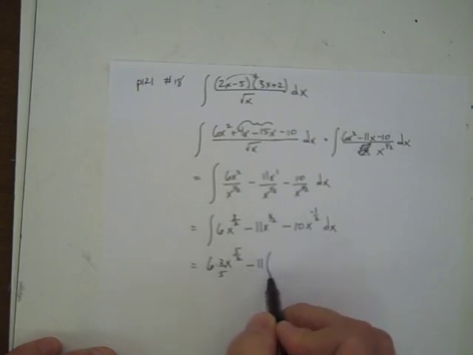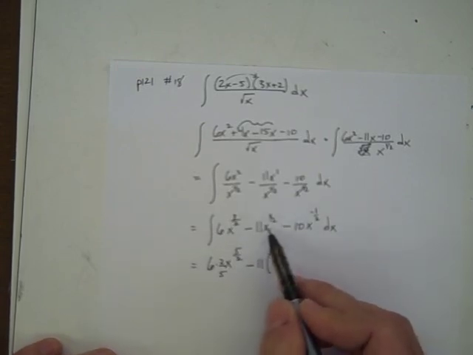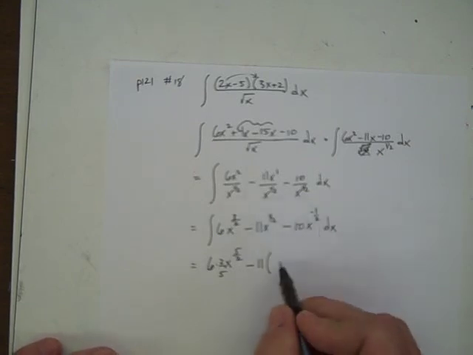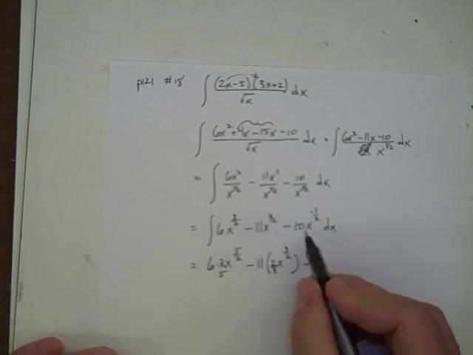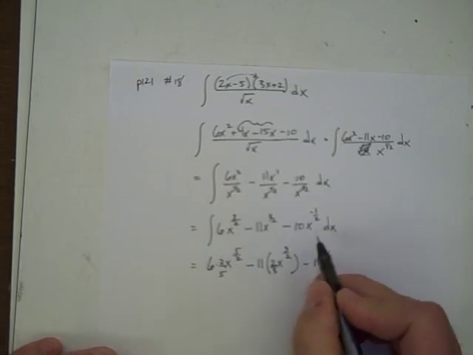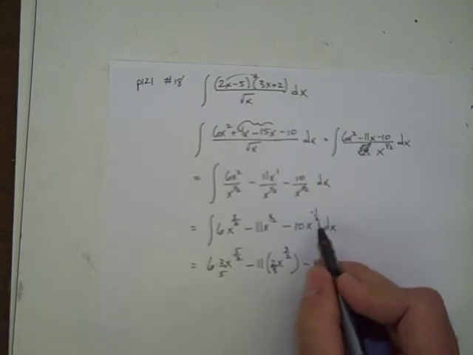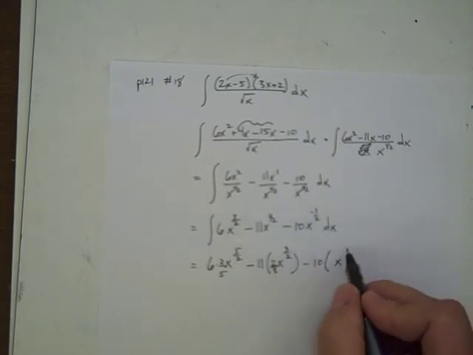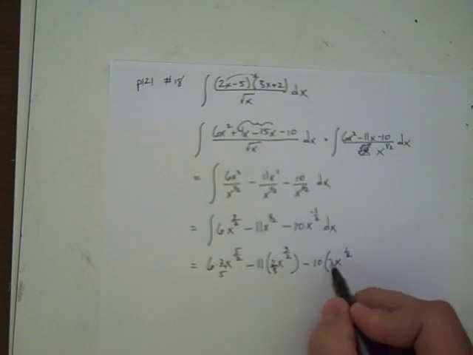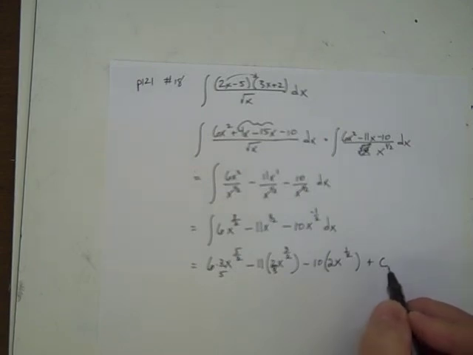Minus 11 times the antiderivative of x to the 1/2: add 1 to the power, that's x to the 3/2 power, and again multiply by the reciprocal, and we'll combine those in a minute. And finally, minus 10 times the antiderivative of x to the negative 1/2: negative 1/2 plus 1 is positive 1/2, and then divide by 1/2, in other words, multiply by the reciprocal, which is 2, plus a constant.